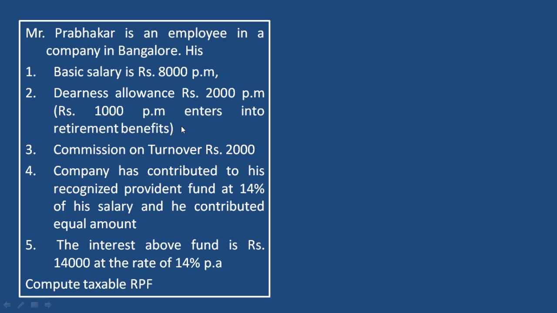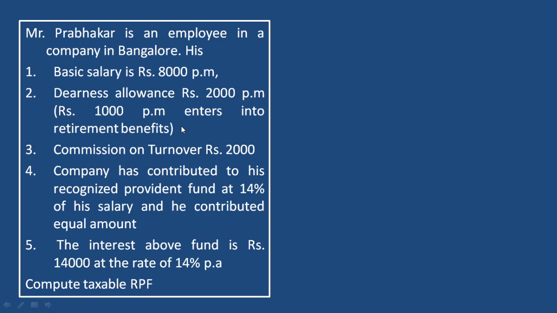The company has contributed to his recognized provident fund at 14% of his salary, and he contributed an equal amount. See here, for recognized provident fund, the employer contributes 14% and the employee also contributes the same amount. Then the fifth one: interest on the fund is rupees 14,000 at the rate of 14%. Interest is credited to that provident fund, rupees 14,000, at the rate of 14%.